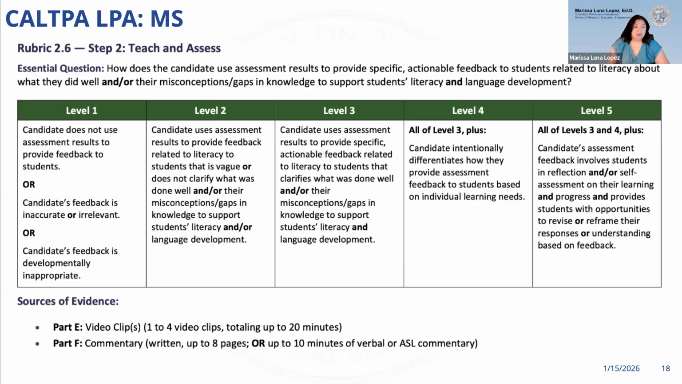But so taking a look at rubric 2.6, teach and assess, the level 3 construct here. How does that candidate use assessment results to provide specific actionable feedback? Great job, kid. Awesome. Time to go line up for lunch, right? Specific actionable feedback. What does that really even mean? And so often I see candidates walk around and give high fives. Yeah, it was great. The kid doesn't know what they did well. They didn't get specific actionable feedback. Specific, I know what I did well. Actionable, how I can move forward, right?